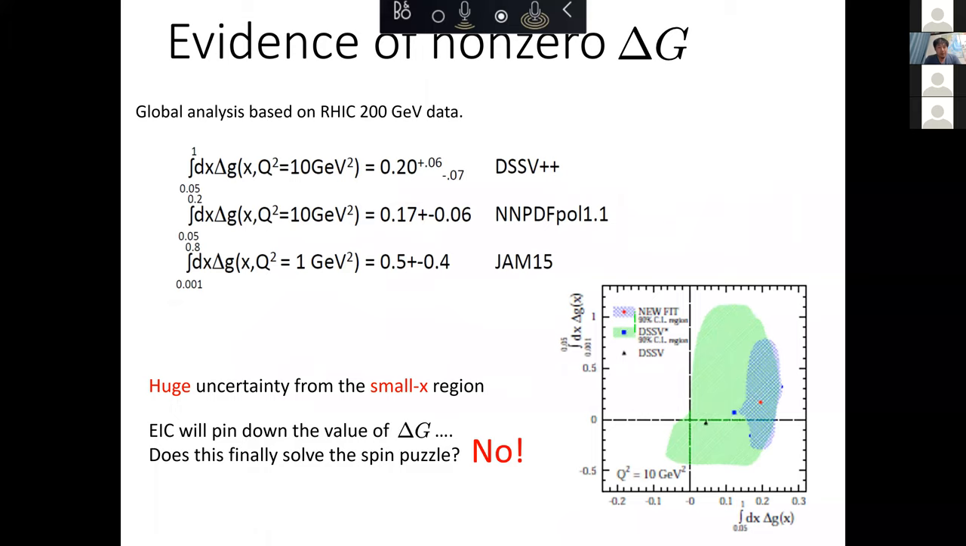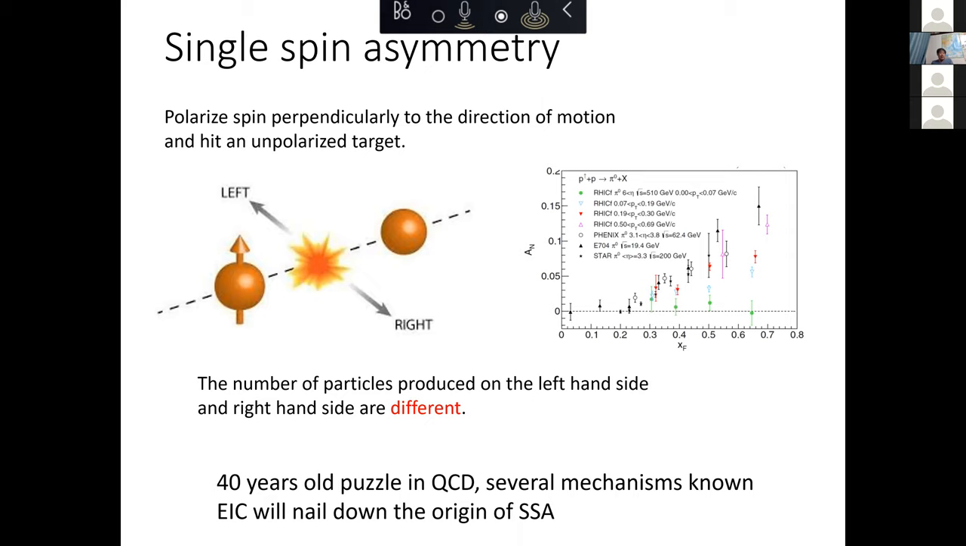So this spin decomposition is about the longitudinal polarization where the spin of the proton is along the direction of motion. But one can also polarize the spin of the proton perpendicularly to the direction of motion. Then there is this very interesting phenomenon called the single spin asymmetry, where it's an observation that if you collide this transversely polarized proton into an unpolarized target, and if you count the number of particles produced on your left-hand side and the right-hand side, they are different. And that is called the single spin asymmetry, which is quite actually a 20 or 30% effect. It's a huge asymmetry, and that's actually a 40 years old puzzle in QCD. There have been several mechanisms proposed, but I would expect that the EIC will be able to nail down the origin of this large single spin asymmetry.